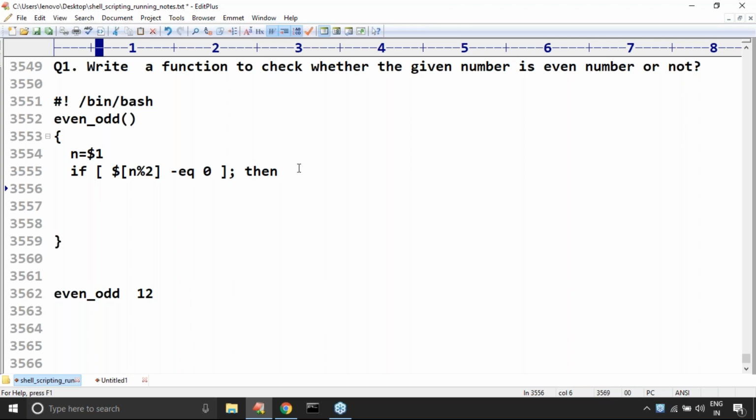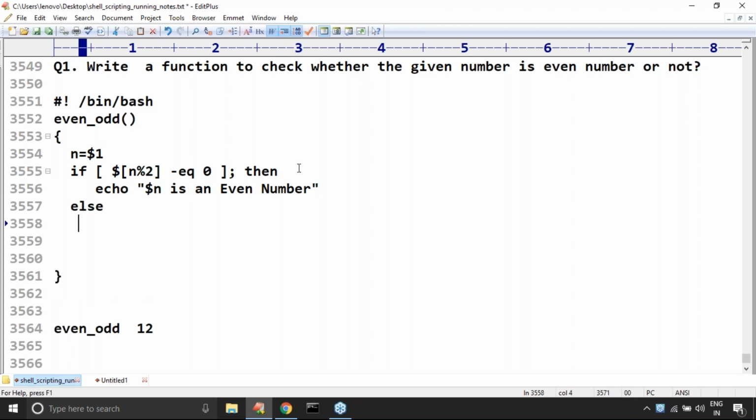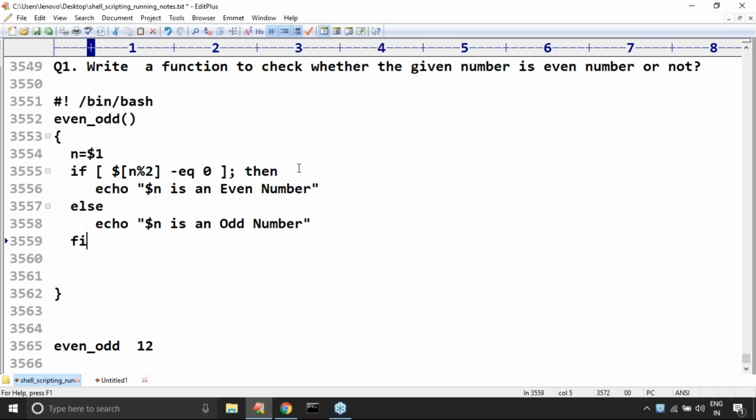Yes, because we already did this type of thing several times in the last classes. echo "$n is an even number". Next, else, echo "$n is an odd number". Then fi. This is my function.